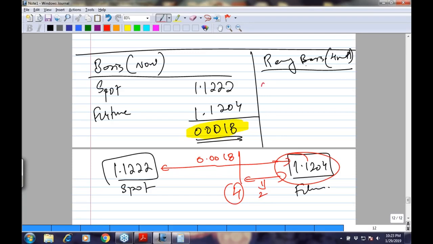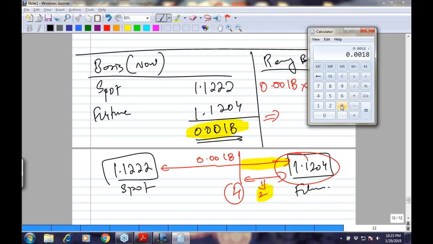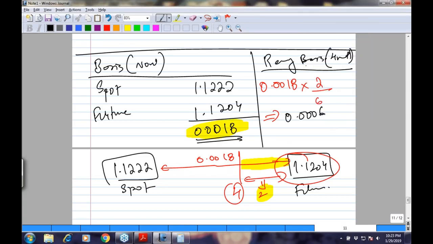So the remaining basis is going to be 0.0018 multiplied by 2 upon 6. That is, the difference between the spot rate and the future is going to be only this 2 months difference. So the remaining basis is going to be 0.0006.